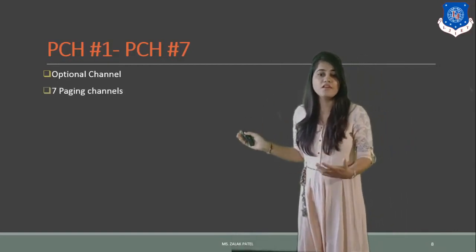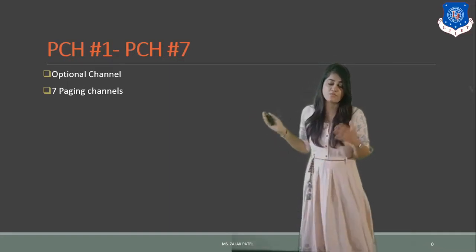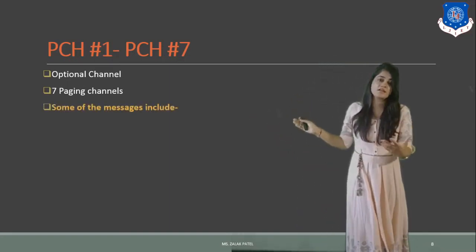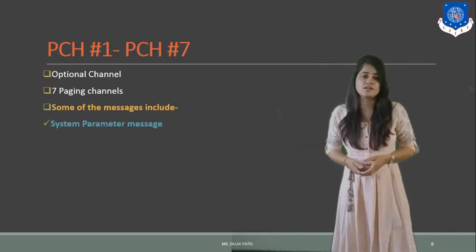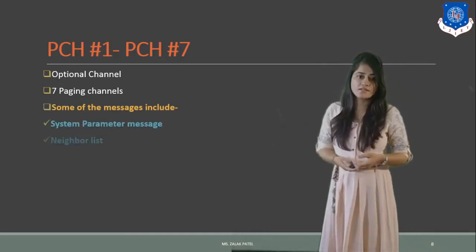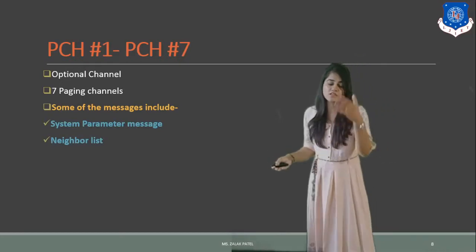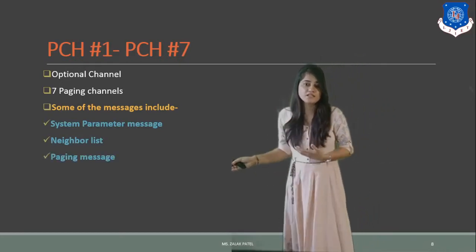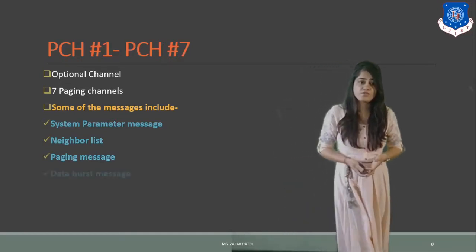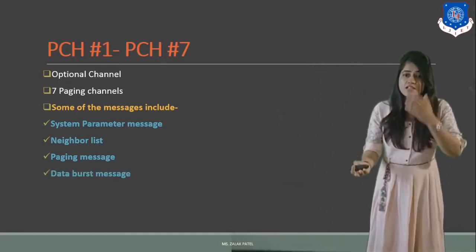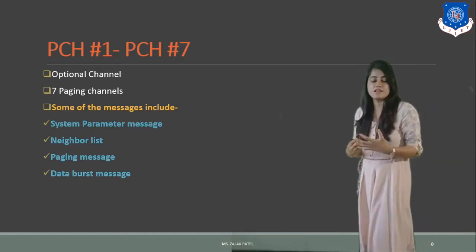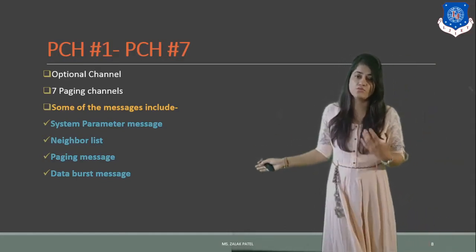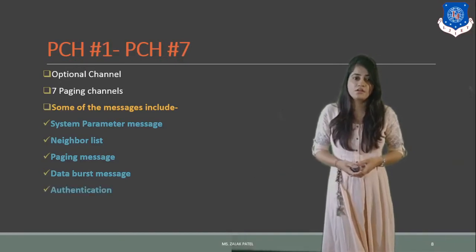There are a total of 7 paging channels used, from paging channel 1 to paging channel 7. Some of the messages included in the paging control channels are system parameter messages, the neighbor list, which tells which devices are used, paging messages, meaning short messages, and data burst messages, meaning whatever messages are transferred in the frame given to the paging control channel.